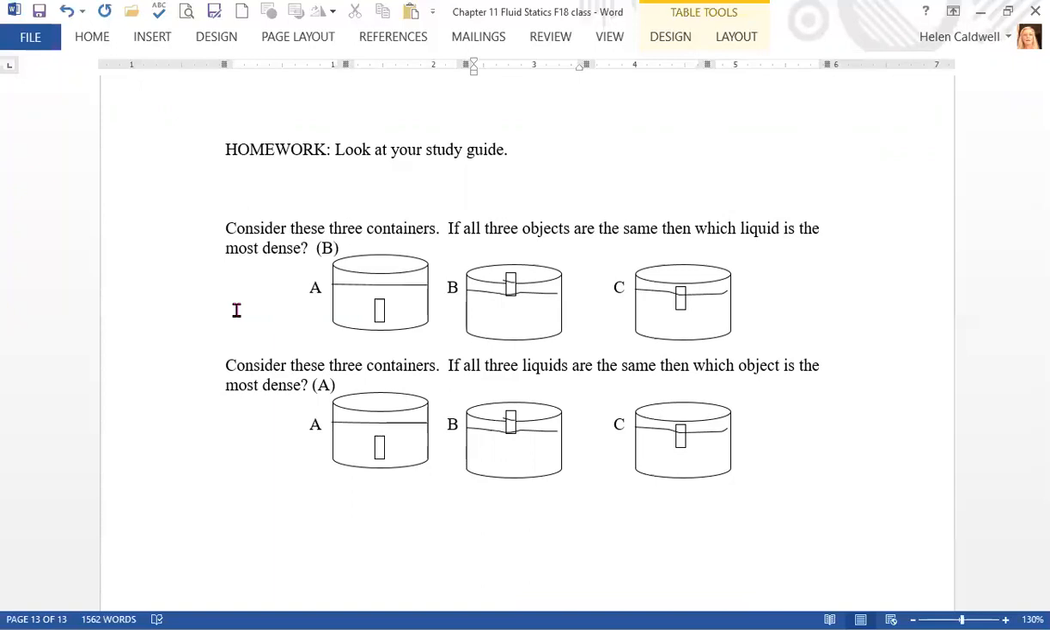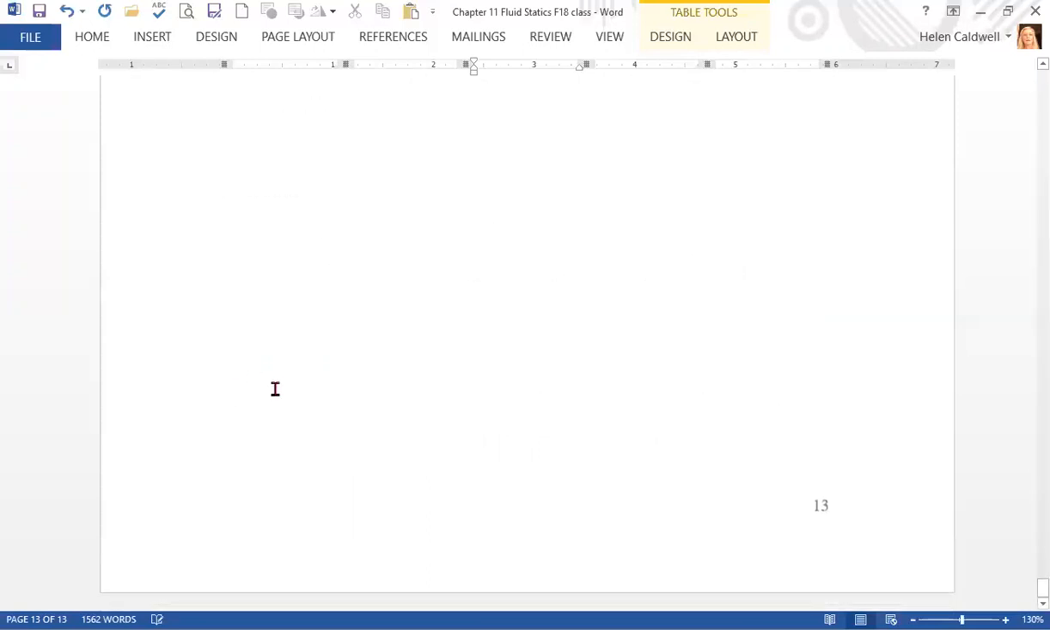In the bottom diagram, all 3 liquids are the same. We want to know which object is the most dense. Well, of course, that would be the one that sits the lowest. So container A, that object is the most dense because it's sitting the lowest. B is the least dense because it's floating the highest. And C is in the middle. And that stops the video.